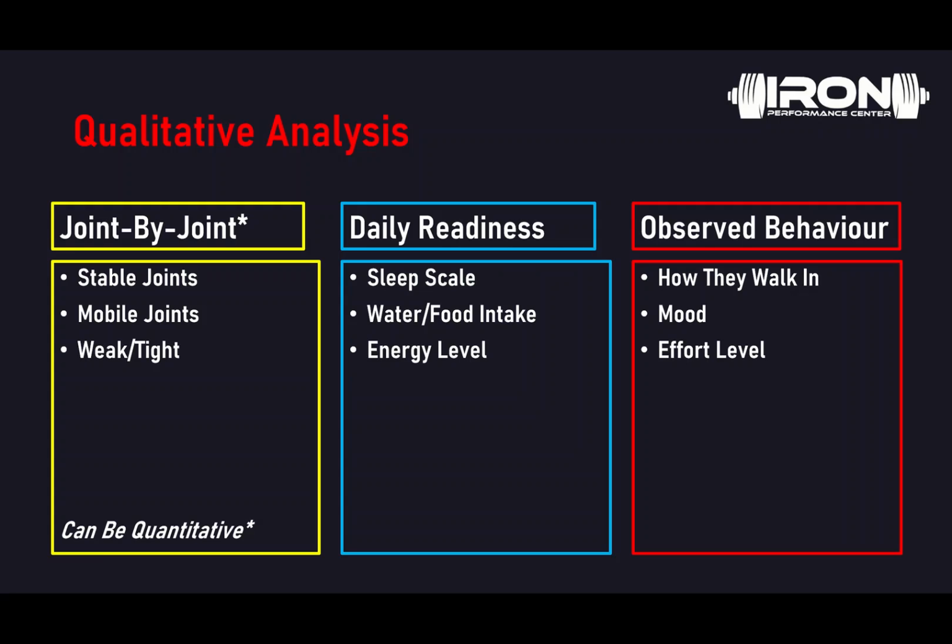Daily readiness and observed behavior kind of tie together, but we'll break it down into two categories here. So daily readiness, we can use a simple stoplight system, number scale, however you choose to measure it. We'll be asking the athlete questions in terms of how they slept, what they had to eat for the day, how much water they drink in bottles, and their overall energy level. All this is doing is giving us a better idea of how their effort level might be in the weight room. And this is going to be tied to observed behavior in a second.